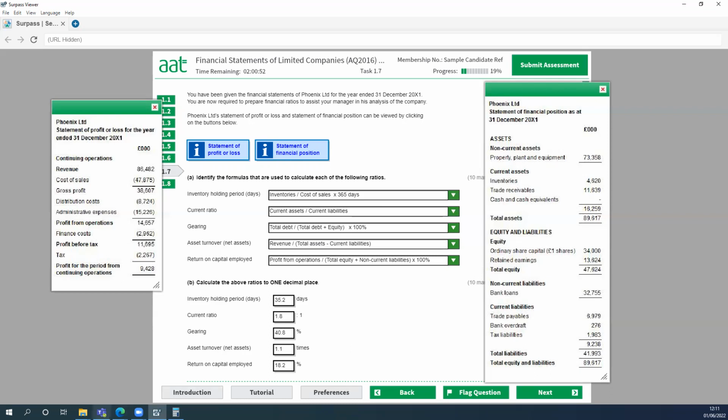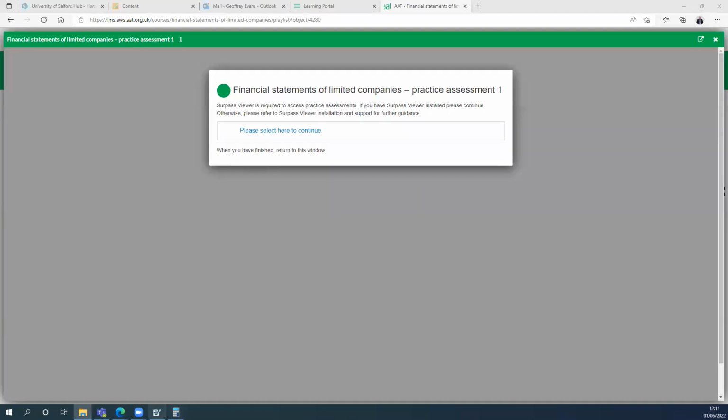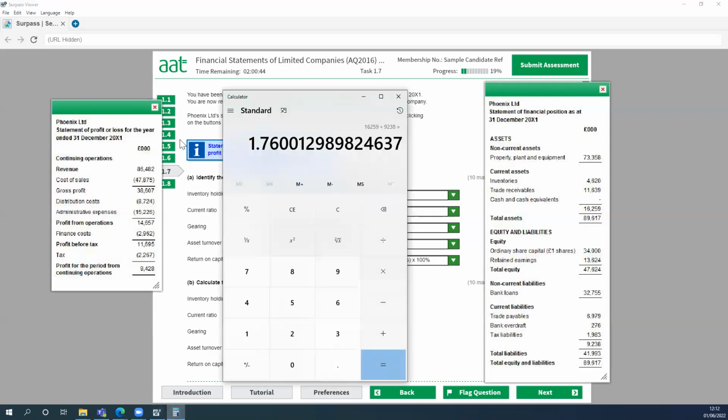So again, I'll just show you what I've done for this one. For this one, what they've done is the bank loan, so non-current liabilities, which is 32755, okay? And then they divided that by the non-current liabilities plus the equity, which is 47624, which is 8379.